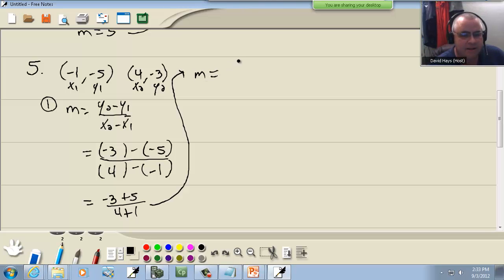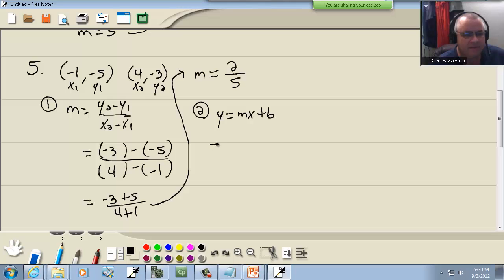So m, negative 3 plus 5 gives us 2. 4 plus 1 gives us 5. So m would be equal to 2/5. Well, step 2. Plug in the given point for x and y and the m from step 1, and then solve for b. I'll plug in the first point. It may look a little easier.